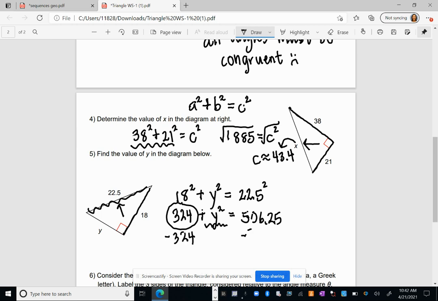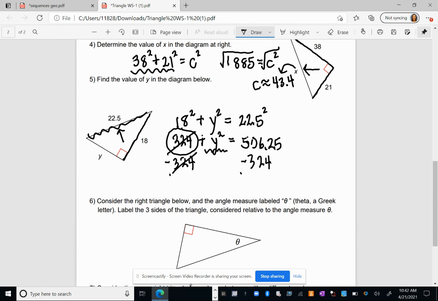These are just your basic equation rules, right? Whatever you do to one side, you do to the other. So that cancels this out. So now I have y squared equals, I'm going to do 506.25 minus 324 on my calculator. I get 182.25. Right? Now that's the side squared. Look at that triangle. There's no way that could be 182. That's what y squared is.